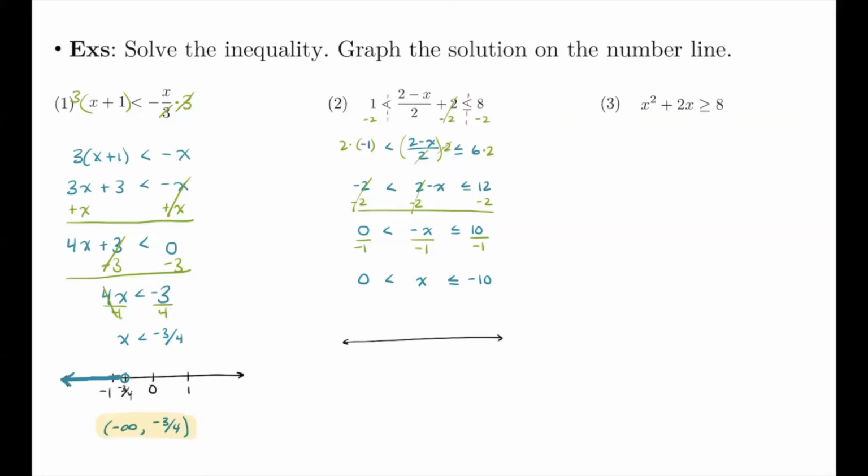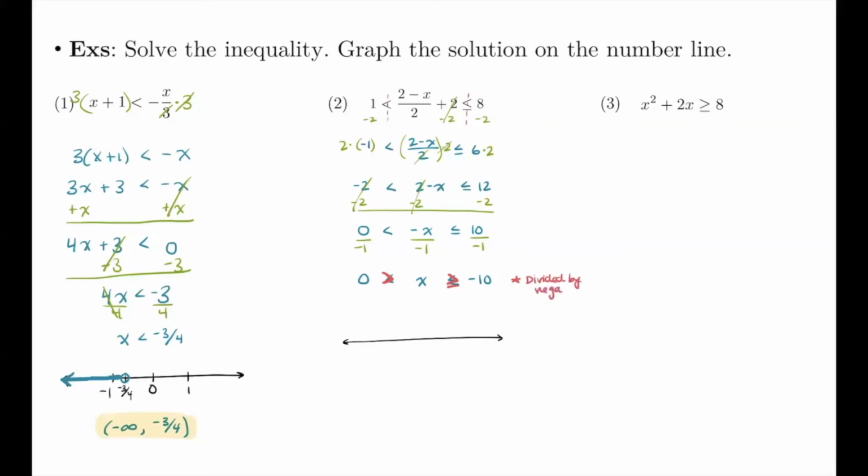Well, maybe you caught this. So the -1 here, I forgot to flip the inequality. So we should definitely do that. So this should actually be, let's see, a greater than, and then a greater than or equal to. Okay, because we divided by a negative.